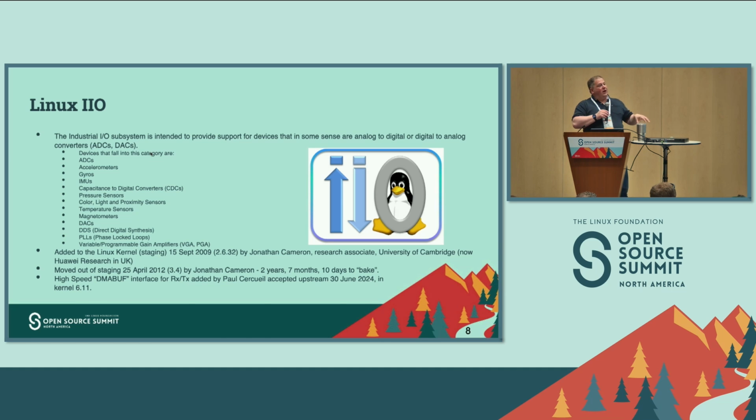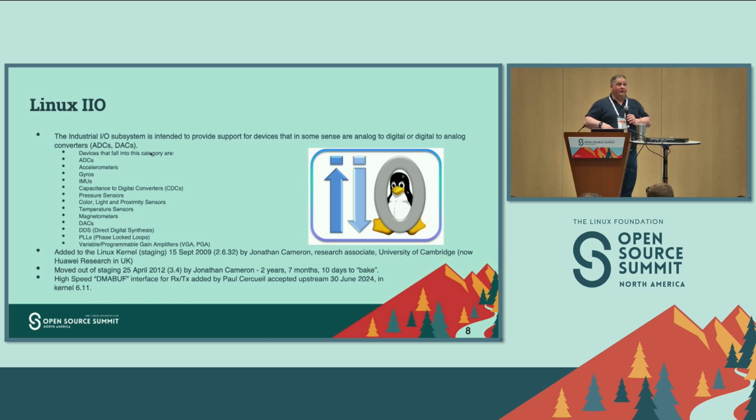So whether that's a raw ADC or DAC, an analog to digital or digital to analog converter, or an accelerometer, gyro, IMU, pressure sensor, DDS or direct digital synthesis, phase lock loops, or color, light or proximity sensors, all of those kinds of sensors now belong in this IIO framework. It was developed in 2009 by Jonathan Cameron and moved out of staging about 3 years later. Then a high-speed DMA interface was added just about a year ago.